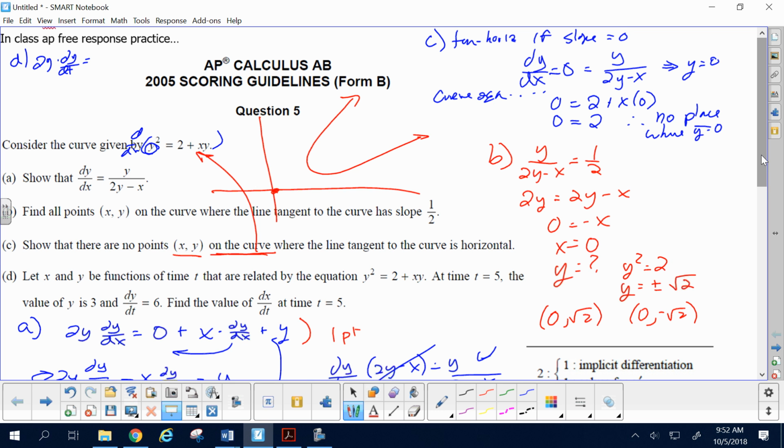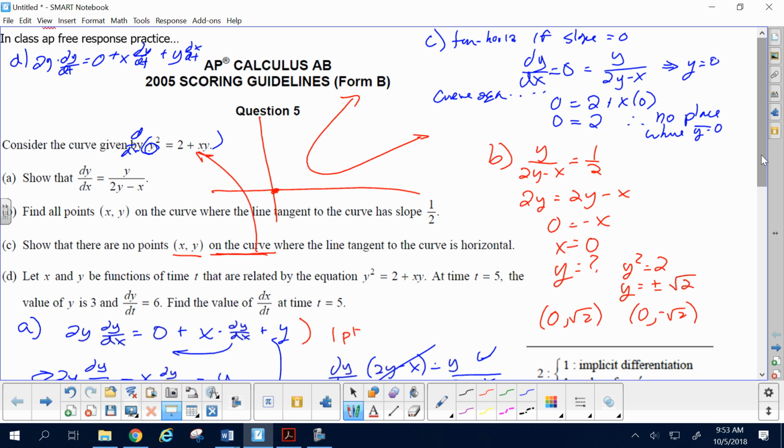It is 2y dy/dt equals derivative of 2 is still 0 plus now the product rule, but this time with respect to t. So x stays the same. Derivative of y with respect to t is dy/dt, plus y stays the same. Derivative of x with respect to t is dx/dt. Okay, cool.